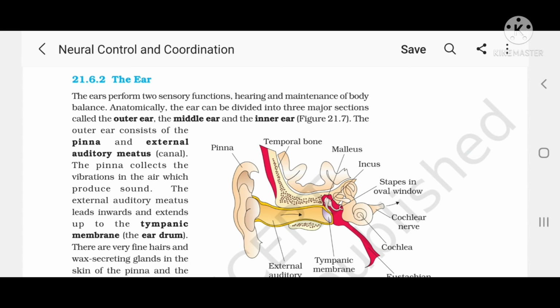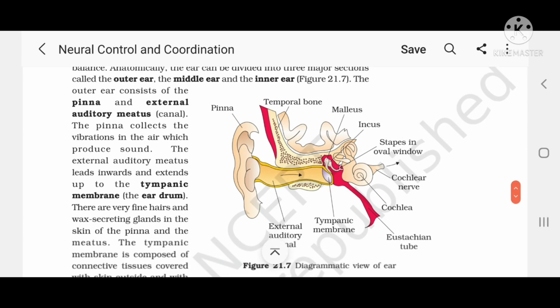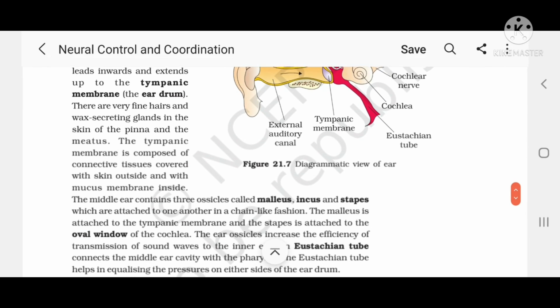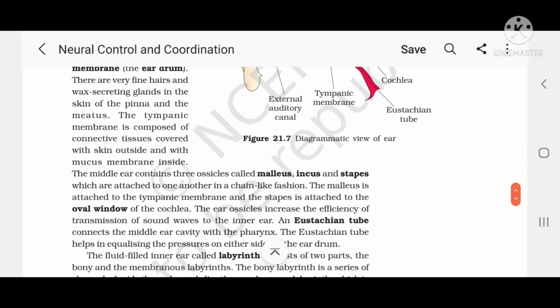The pinna collects the vibrations in the air which produce sound. The external auditory meatus leads inwards and extends up to the tympanic membrane, the eardrum. There are very fine hairs and wax secreting glands in the skin of the pinna and the meatus. The tympanic membrane is composed of connective tissue covered with skin outside and with mucous membrane inside.